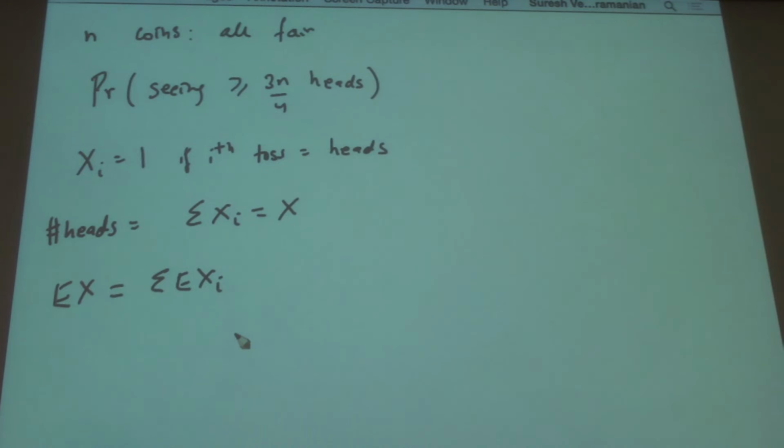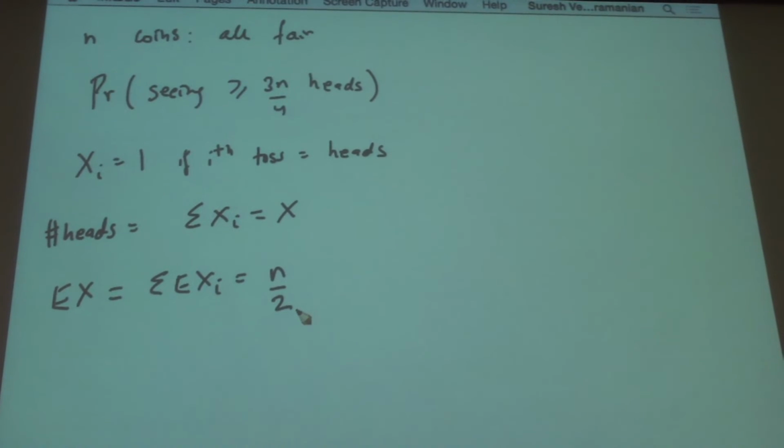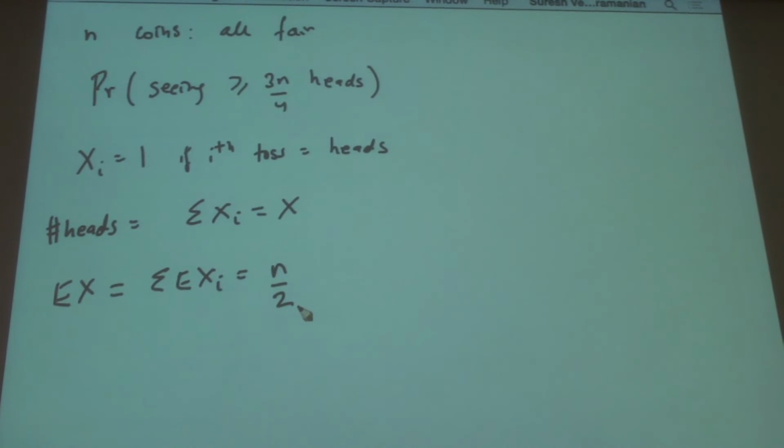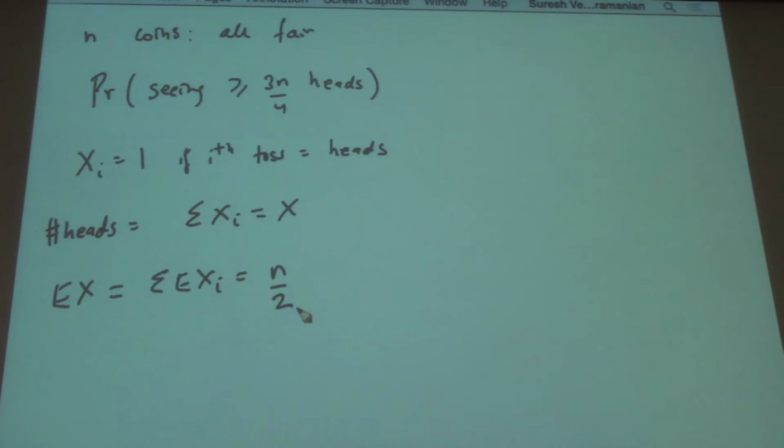What is the expected value of an xi? Half, because probably half it's 1 and probably half it's 0. So this becomes equal to n over 2, right? Because there are n variables. So now we know the expected value of the variable. Check. Is x always positive? Yes. Check. We can apply the Markov inequality.